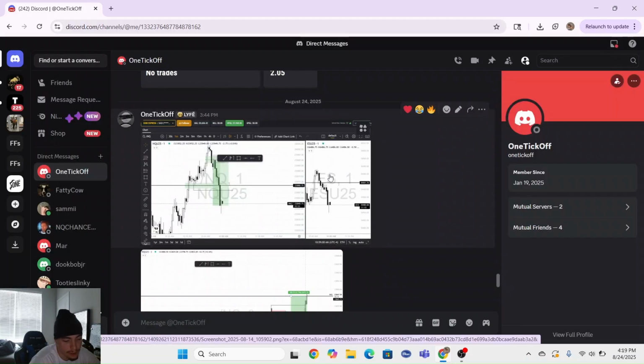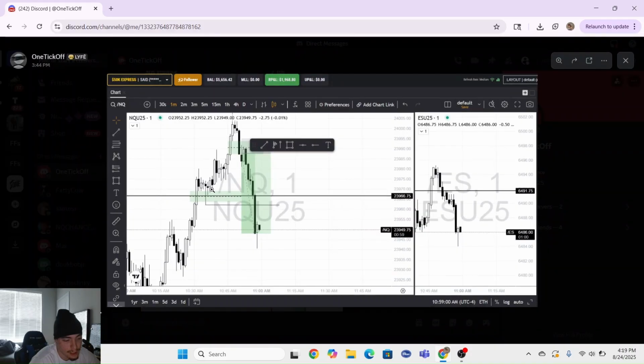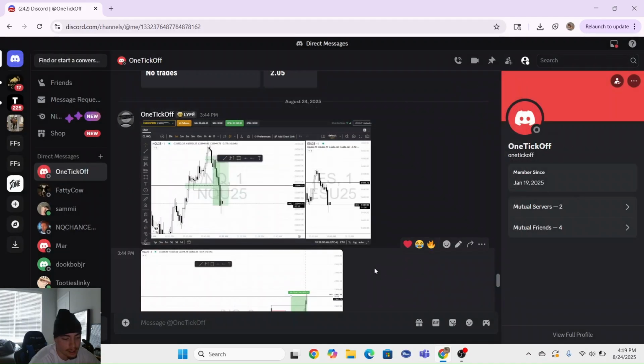Perfect example. Also, as you guys can see too, the reason it chopped here and took a little bit longer to play out is you guys got to make sure you're watching ES too. Because look, ES got its sweep, took about 3 to 4 minutes, inversed again to the downside just like NQ, and price rebalanced lower.